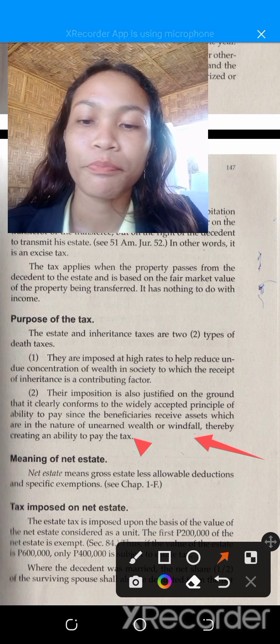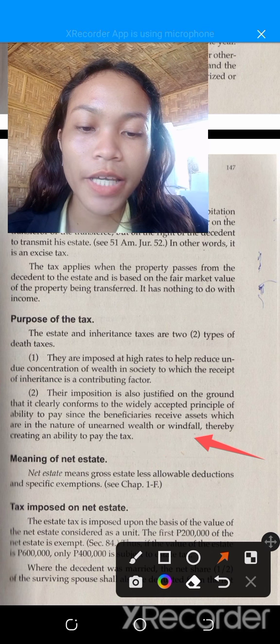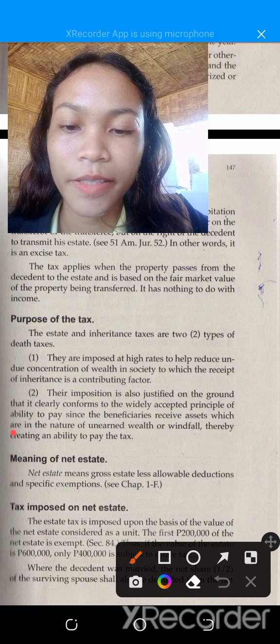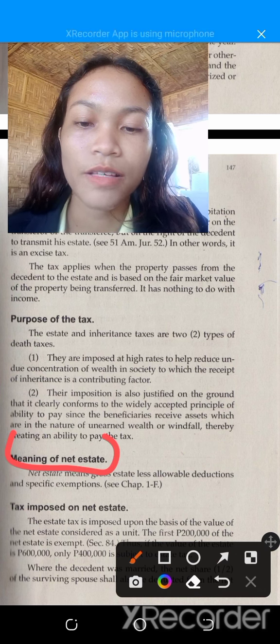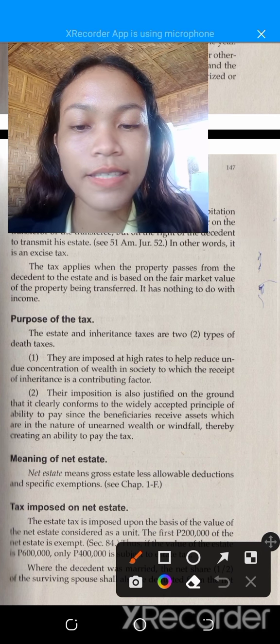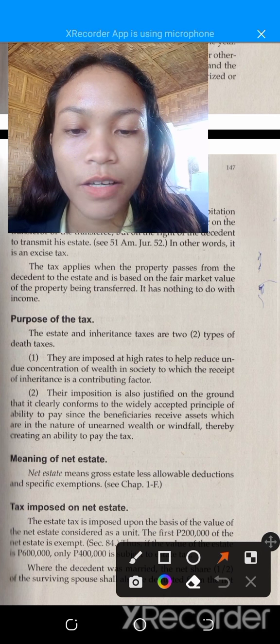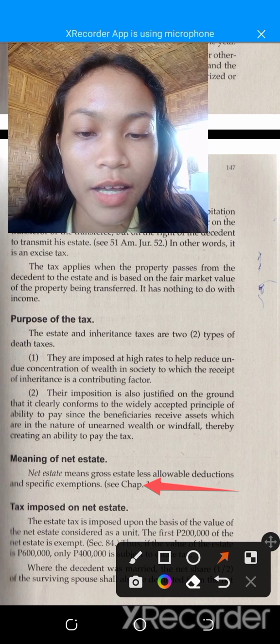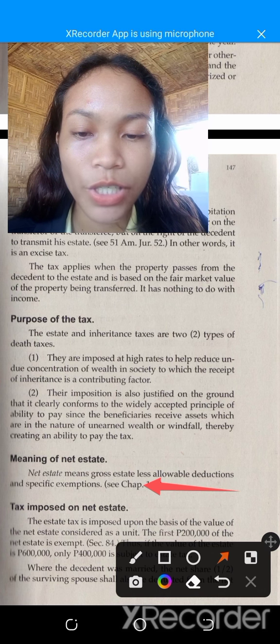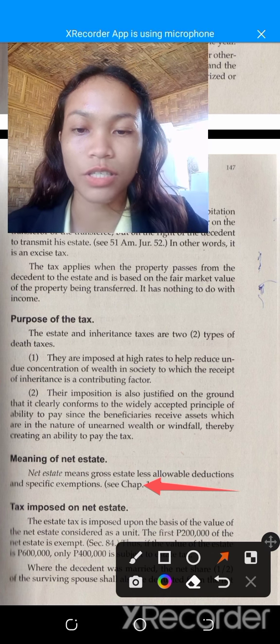The meaning of net estate: net estate means gross estate less allowable deductions and specific exemptions.